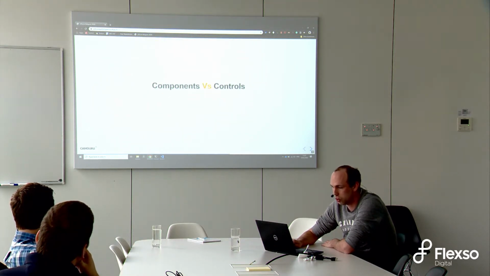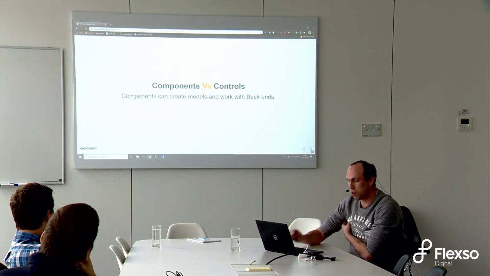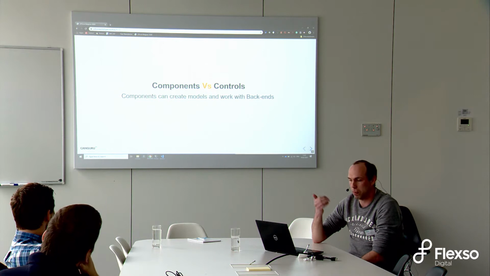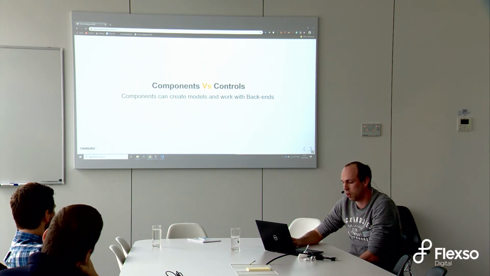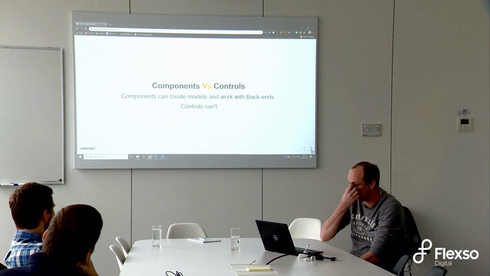So why would you use a component versus a control? Components can create their own models. They can work with the backend, hence the OData model, and controls can't. Controls always use the binding of the application.